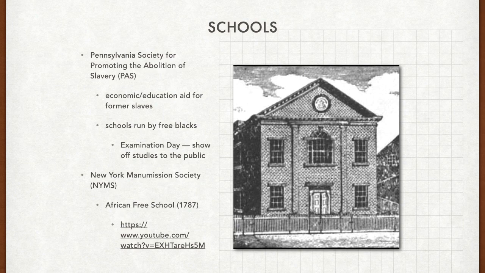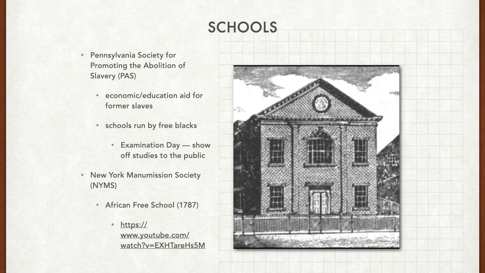There wasn't really a doctors, lawyers, all that stuff to aspire to for a long time. So in the 1780s, a group called the Pennsylvania Society for Promoting the Abolition of Slavery, aka PAS, took on anti-slavery tasks. They helped former slaves with educational and economic aid. They also helped with legal obligations, like making sure they didn't get sold back into slavery.